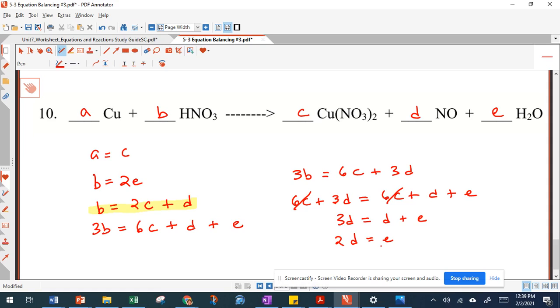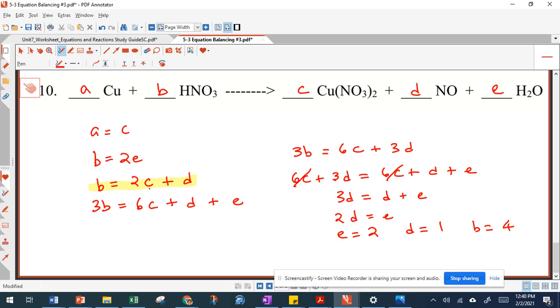So now I'm just going to randomly decide maybe that E is equal to 2. If E is equal to 2, I could say, well, D will then equal 1. And then I could say that if E is equal to 2, B is equal to 4, using this equation over here. Now I have essentially two more variables, A and C. So I want to solve for those.